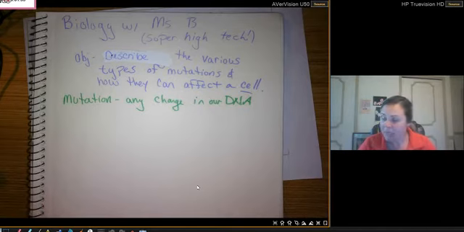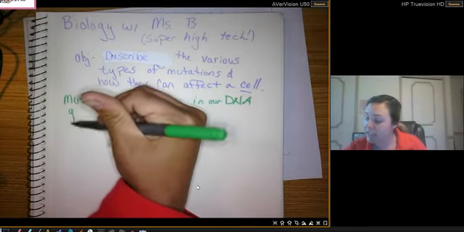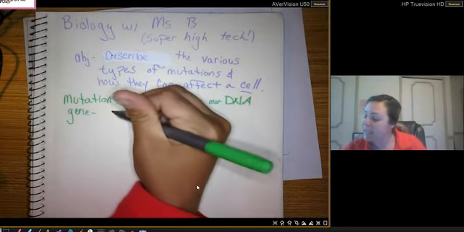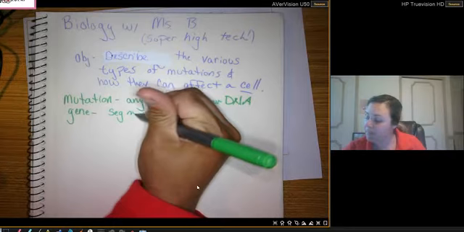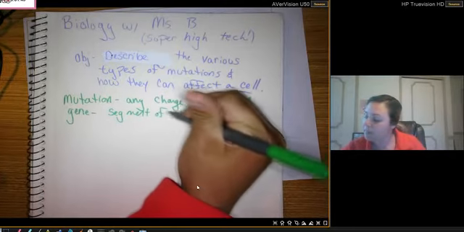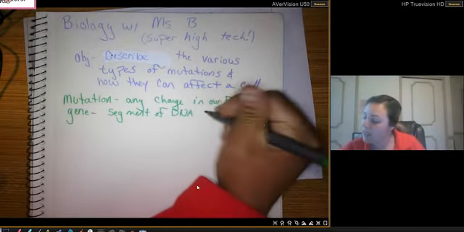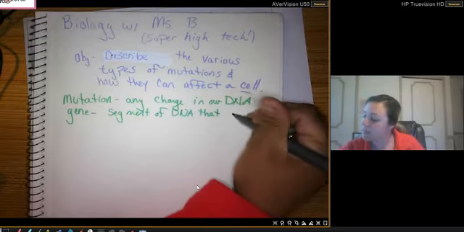So a mutation is any change in your DNA, and there are ways that those mutations can affect your traits if these happen in genes. Just a reminder that a gene is a segment of DNA that codes for protein.